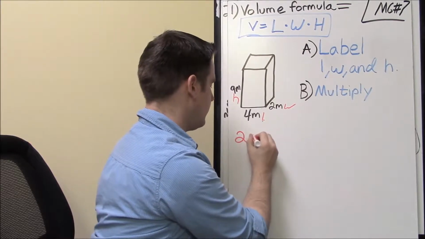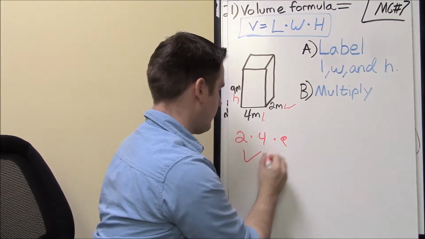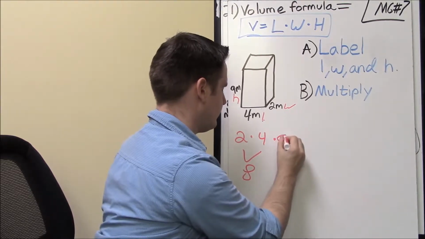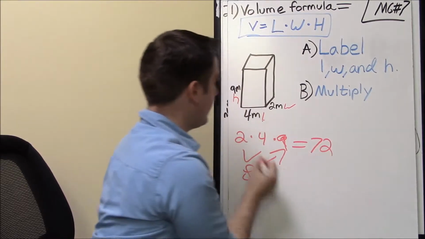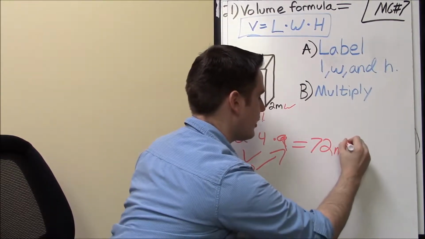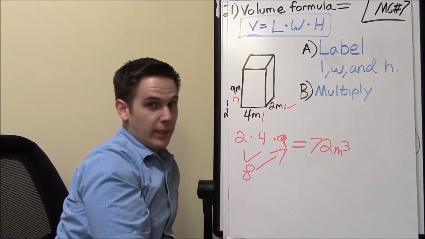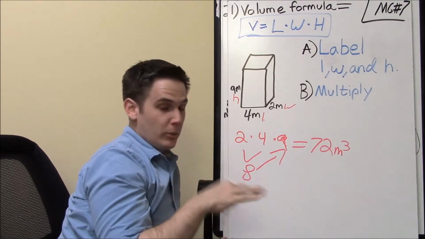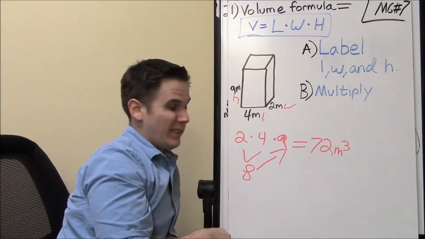So 2 times 4 times 9. 4 times 2 is 8. 8 times 9 equals 72 meters cubed. This is important. Cubed, not 72 to the third power. You do that, try to simplify, you're going to get a really crazy number. You might even find it on the test in the multiple choice, and then you'll be wrong.